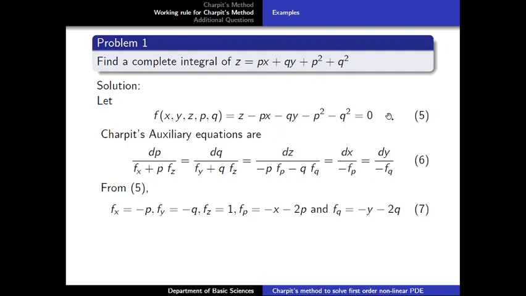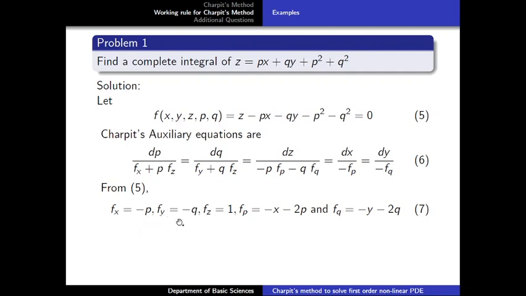Now from equation 5 we are going to evaluate the partial derivatives fx, fy, fz, fp and fq. While evaluating fx, we are treating all the terms that contain x as the functional part and all other remaining terms are treated as constant. Here there is only one term, minus px, that contains x. The derivative of minus px with respect to x is minus p and the derivatives of all other terms reduce to 0. Hence we have fx is equal to minus p.